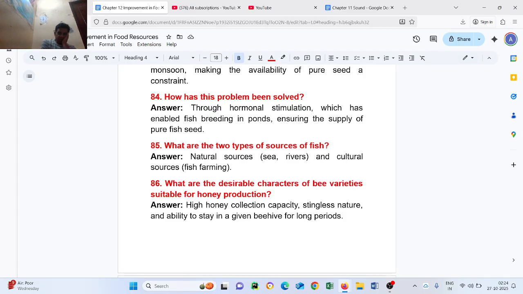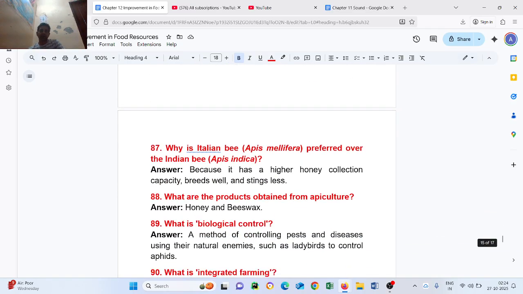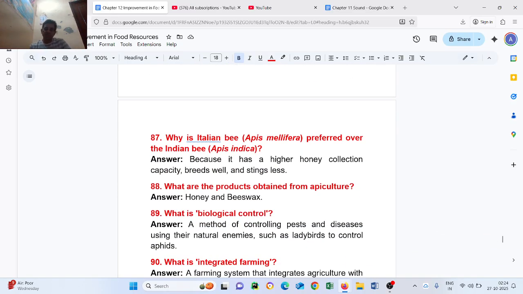Question number 86. What are the desirable characteristics of bee variety suitable for honey production? High honey collection capacity, stingless nature, and ability to stay in beehive for long period. Question number 87. Why is Italian bee Apis mellifera preferred over Indian bee Apis indica? Because it has higher honey collection capacity, breed well, and stingless. Question number 88. What are the products obtained from apiculture? Honey and bee wax.